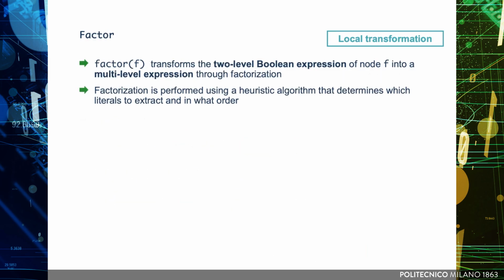The factor transformation is a local operation applied to a node whose expression is currently in 2-level form. It performs factorization by extracting common literals where possible. The goal is to identify sub-expressions that could later be exploited during the global transformations, which will be discussed in the next slides. Since there is no unique way to factor an expression, a heuristic is used to decide which literals to factor out and in what order.